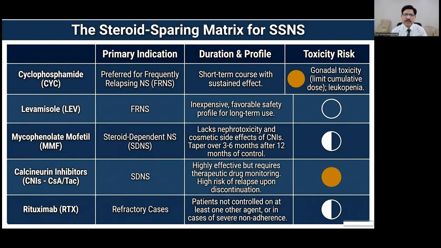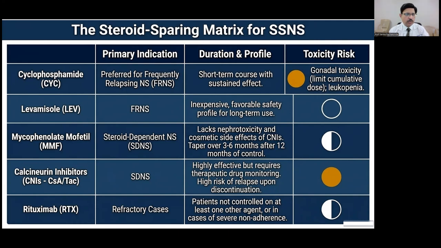Calcineurin inhibitor, CNI. SDNS, that is steroid dependent nephrotic syndrome, highly effective, but requires therapeutic drug monitoring, high risk of relapse after discontinuation. Again, the gonadal toxicity problem continues to be there also. Rituximab in refractory cases, a monoclonal antibody. Rituximab you give patients not controlled on at least one other agent, or in case of severe non-adherence to the above drugs, you have to try rituximab.